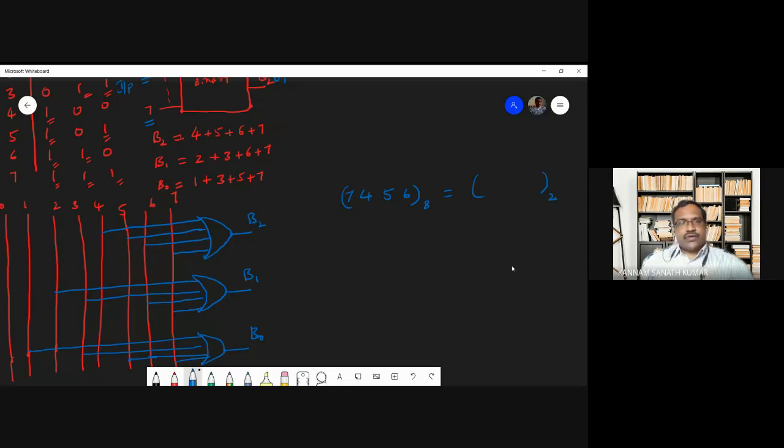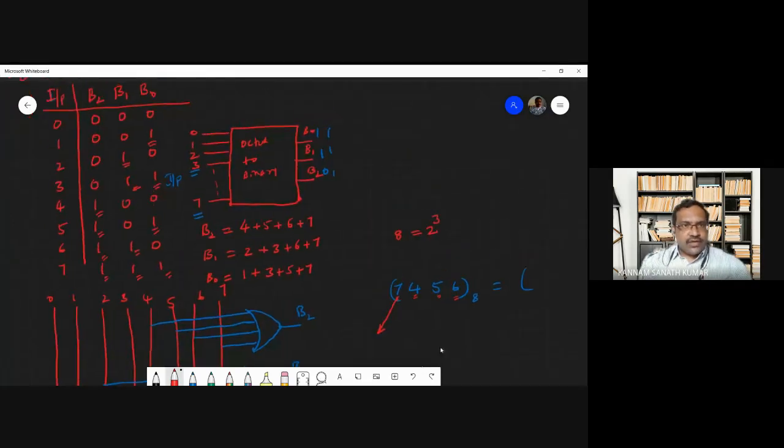So see here. If you want to convert octal to binary, 8 represented in powers of 2 is nothing but 2 cube. So while converting octal to binary, you need to represent each digit of the octal number in terms of 3 binary bits. 7 is there first. See this table.